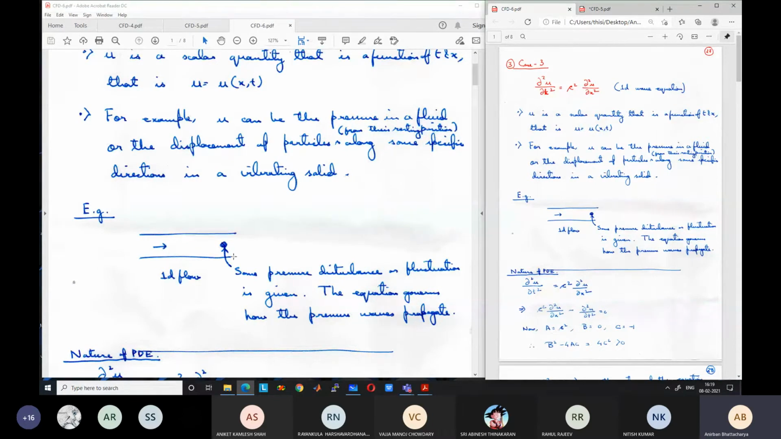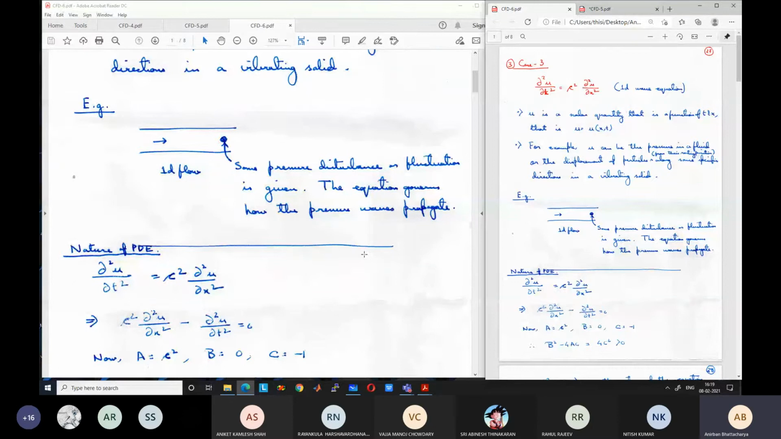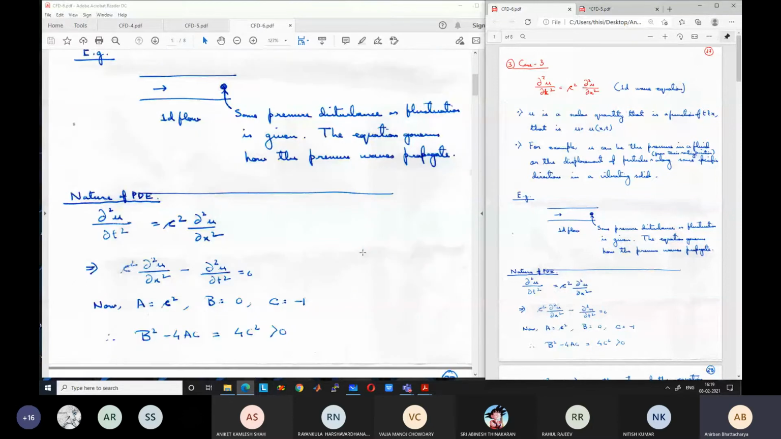Let us try to find the nature of this PDE. Again, just rearranging the terms, we can write this as c square del square u by del x square minus del square u by del t square equal to 0. Why have we written it in this form? We want to write it in the general form. What was the general form? The general form was this form.